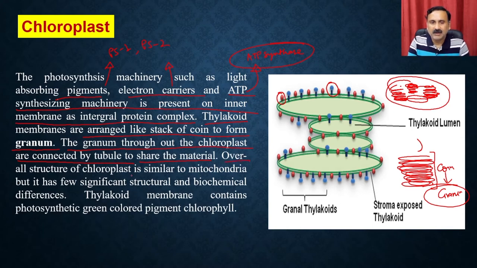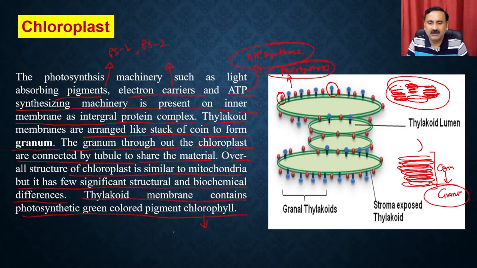The overall structure of the chloroplast is similar to the mitochondria, but it has a few significant structural and biochemical differences. For example, the thylakoid membrane contains the photosynthetic green color pigment which is called chlorophyll. So let's discuss some more about the function, and the major function of the chloroplast is that it is going to participate in the reaction which is called photosynthesis.